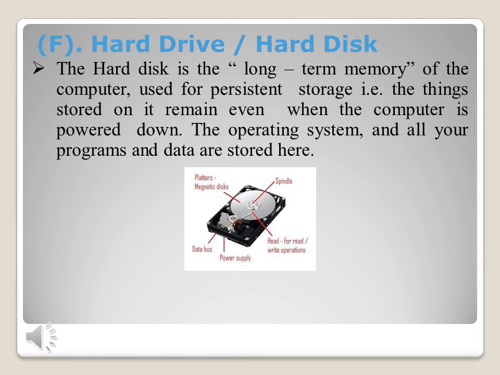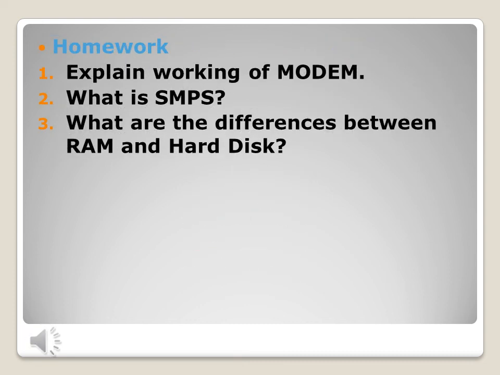As long as we do not delete the data ourselves, the data or the files remain in the hard disk for a longer period. The operating system and all the software in the system are stored in the hard disk. So we are using the hard disk for our permanent storage. With this, we are completing the first chapter.